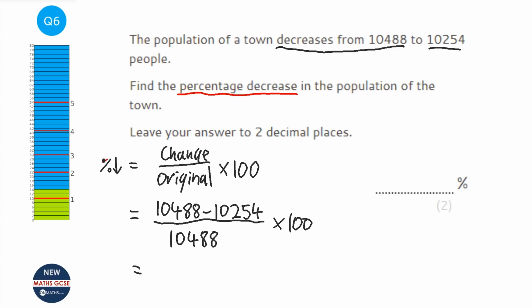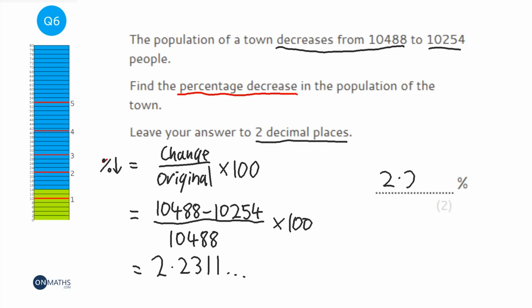So I'm going to do that on the calculator. So fraction button, 10,488 minus 10,254 over 10,488, and then outside the fraction times by 100, and I get the answer 2.2311 and so on. So to 2 decimal places it's going to be 2.23.